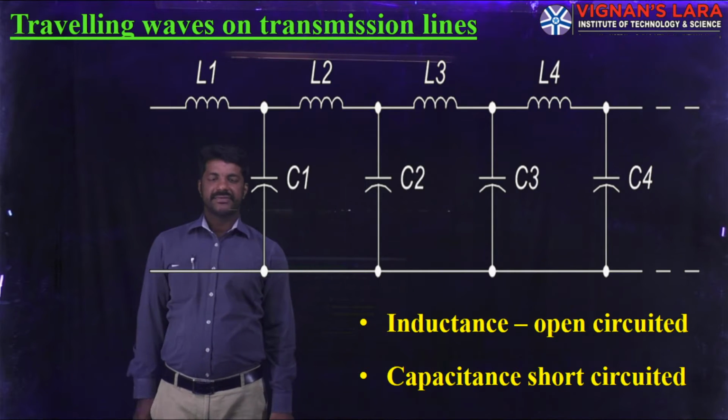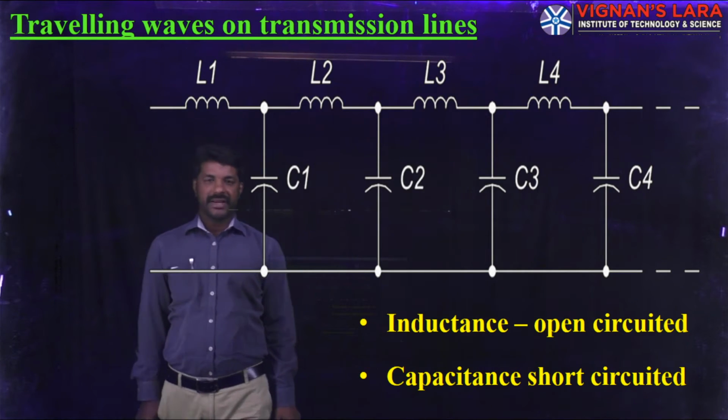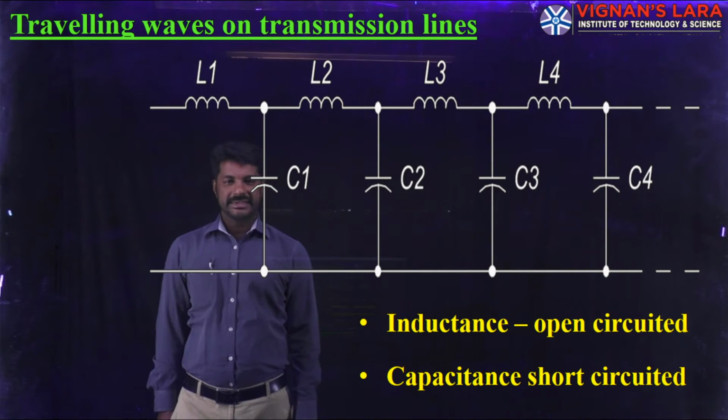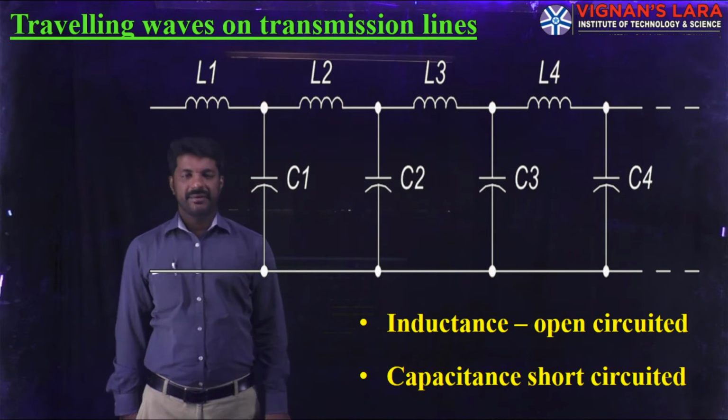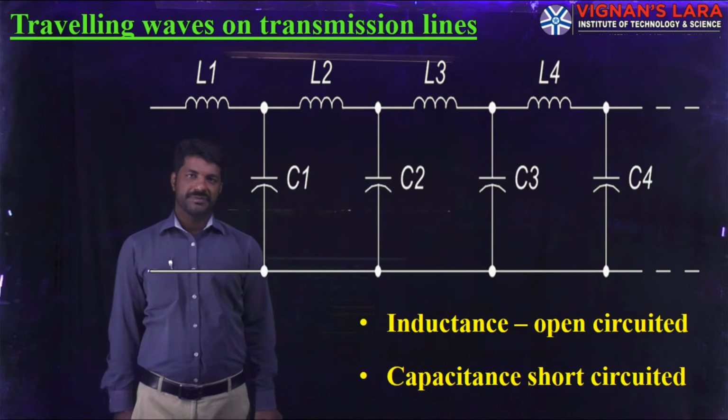Yes, in the last class we discussed what is meant by a transient, what the reasons for the occurrence of a transient are, and what the types of transients are. And in today's class we are going to see the traveling waves on the transmission line.